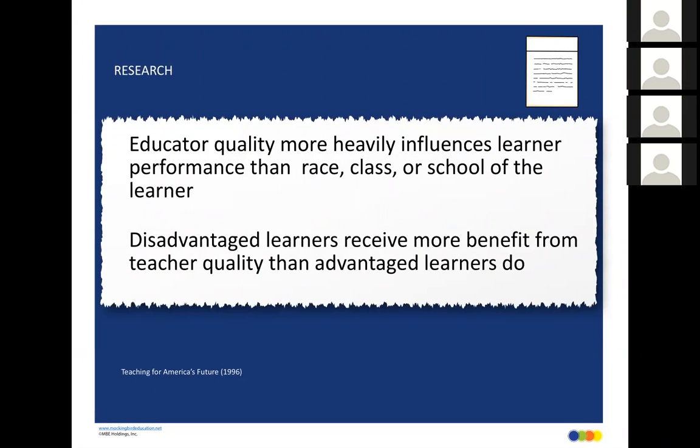The quality of our educator more heavily influences a learner's performance than their race, their class, where the school is, the type of school that they have. And here's what's super empowering for me: if we had two learners, one who came from an advantaged background and one that came from a disadvantaged background, if the disadvantaged learner has access to a high-skilled educator, they're going to benefit exponentially compared to one who came from an advantaged background. So the more we can infuse ourselves with as many skills as possible to best serve this population, we're going to get a return on that investment over and over and over again.